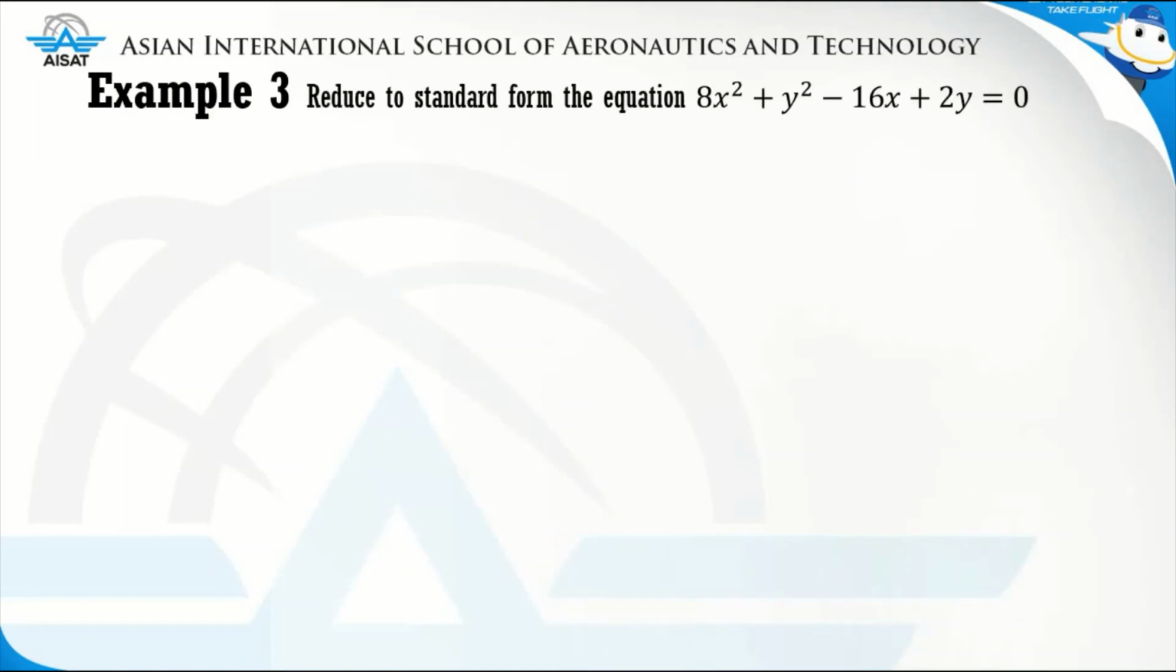And now for the last example, we are asked to reduce to standard form the equation 8x squared plus y squared minus 16x plus 2y is equal to 0. So the first step is to put the constant on the right-hand side. But if you can observe, there is no constant. So therefore, we have to proceed to the next step. We have to group the terms containing x and y. So grouping the terms, we'll have the quantity of 8x squared minus 16x plus the quantity of y squared plus 2y is equal to 0.